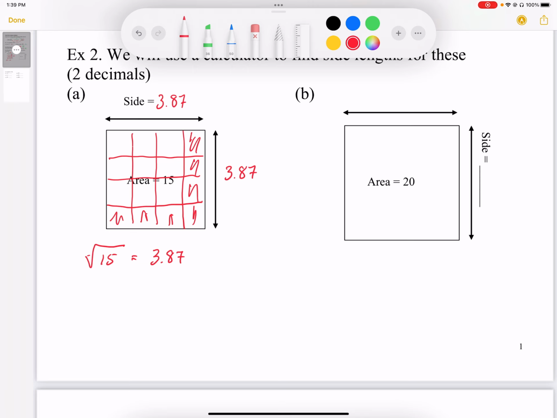We'll do the same thing here, starting with area. We do square root to get side length. Square rooting 20, we get 4.472. So I'm just going to round that to 4.47. So my side length then is going to be 4.47.